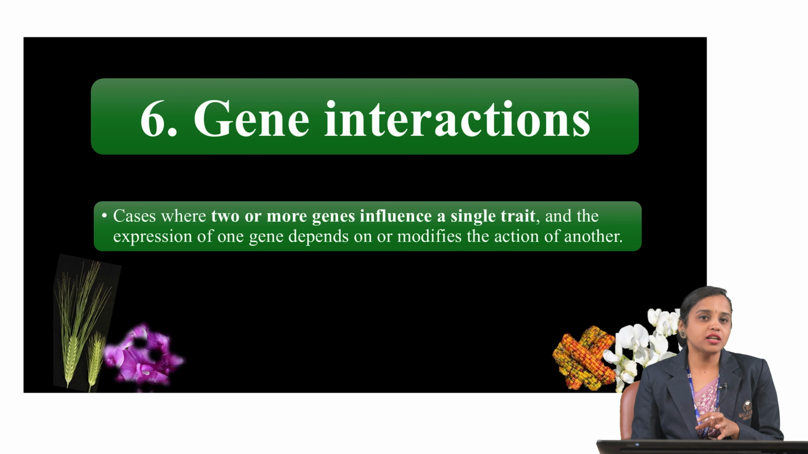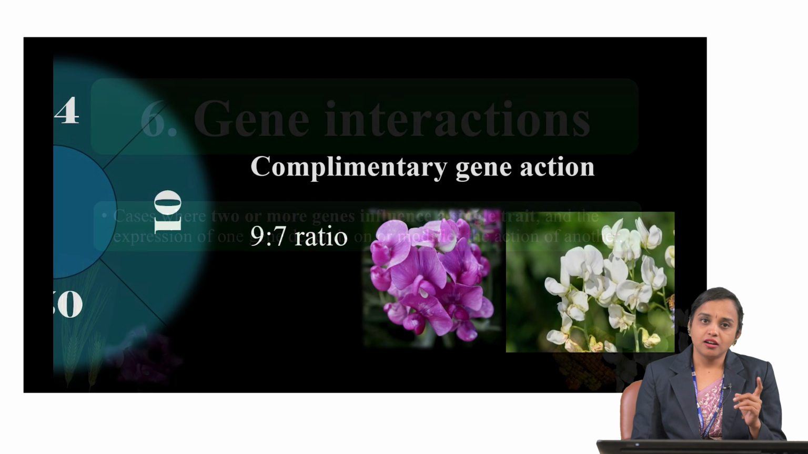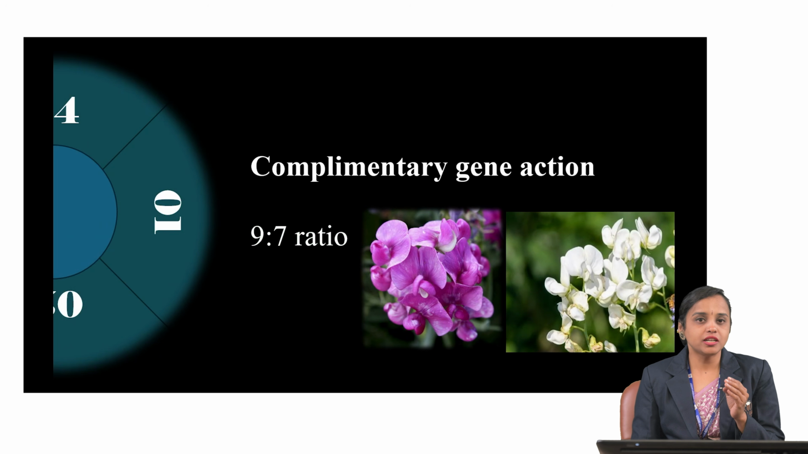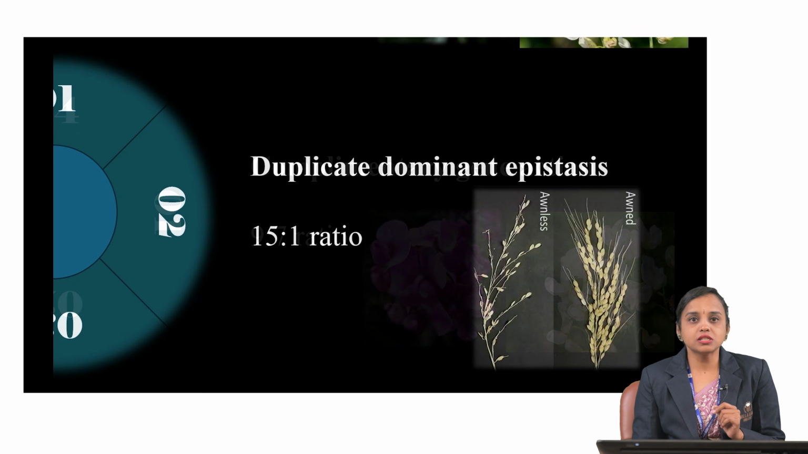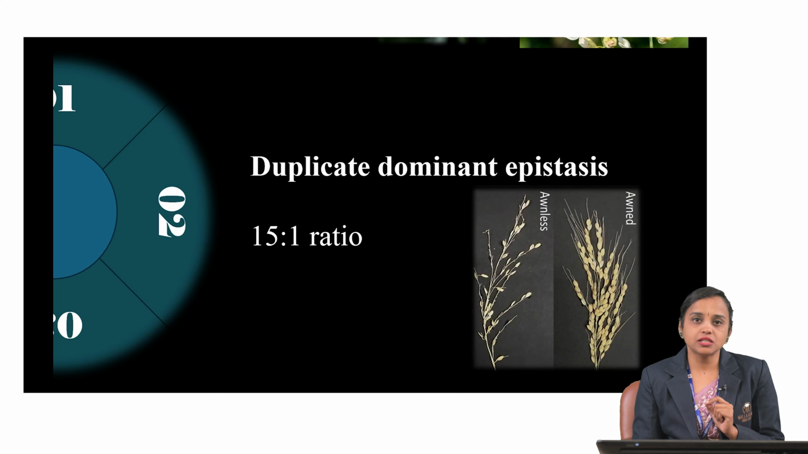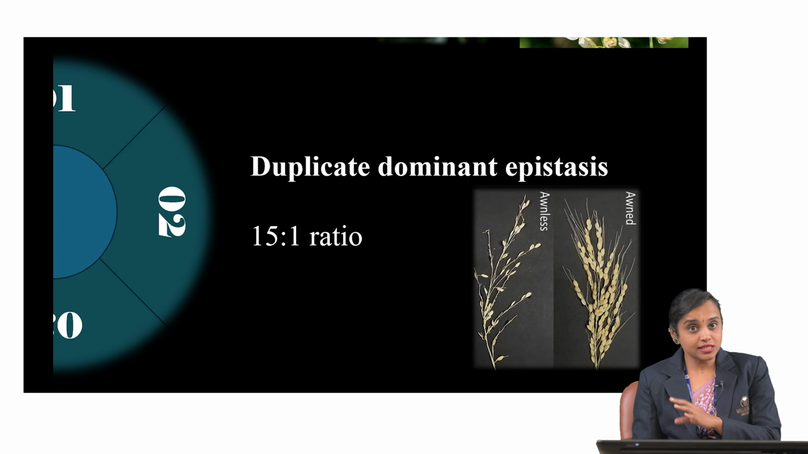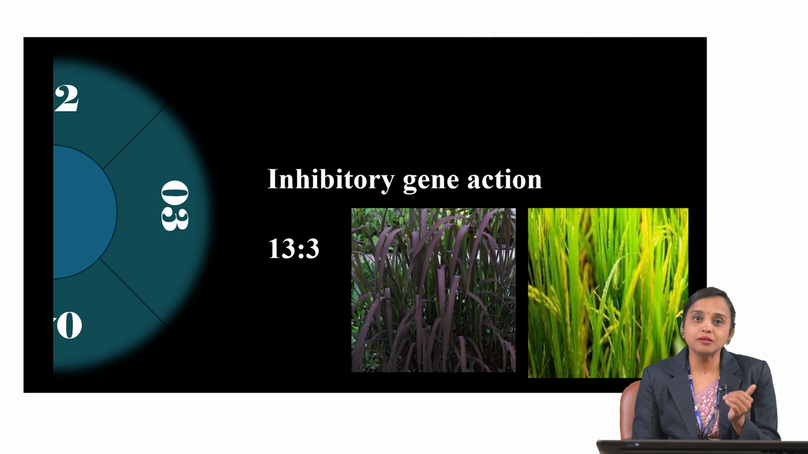Some of the important types of gene interactions are complementary gene action with the ratio of 9:7, where purple flower color in sweet pea depends on both dominant genes being expressed. Otherwise, the flower color will be white. One more is the duplicate dominant epistasis with a ratio of 15:1, with an example in rice. And then inhibitory gene action with the ratio of 13:3.